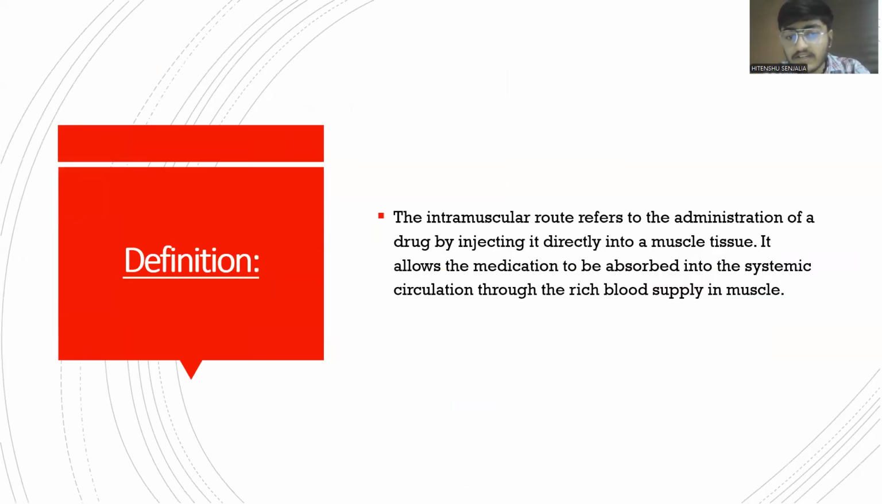First, the definition of the intramuscular route. It refers to the administration of the drug by injecting it directly into the muscle tissue. It allows the medication to be absorbed into the systemic circulation through the rich blood supply in muscles. Means by the injection, we give medication directly to the muscles, and the muscle will absorb that medication into the systemic circulation through the blood supply.